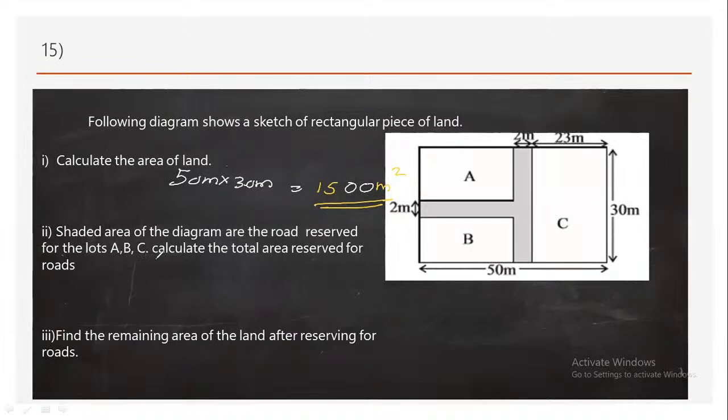Shaded area of the diagram are the roads reserved for the lots A, B, C. Calculate the total area reserved for the roads. This total area reserved for the roads you have to calculate.